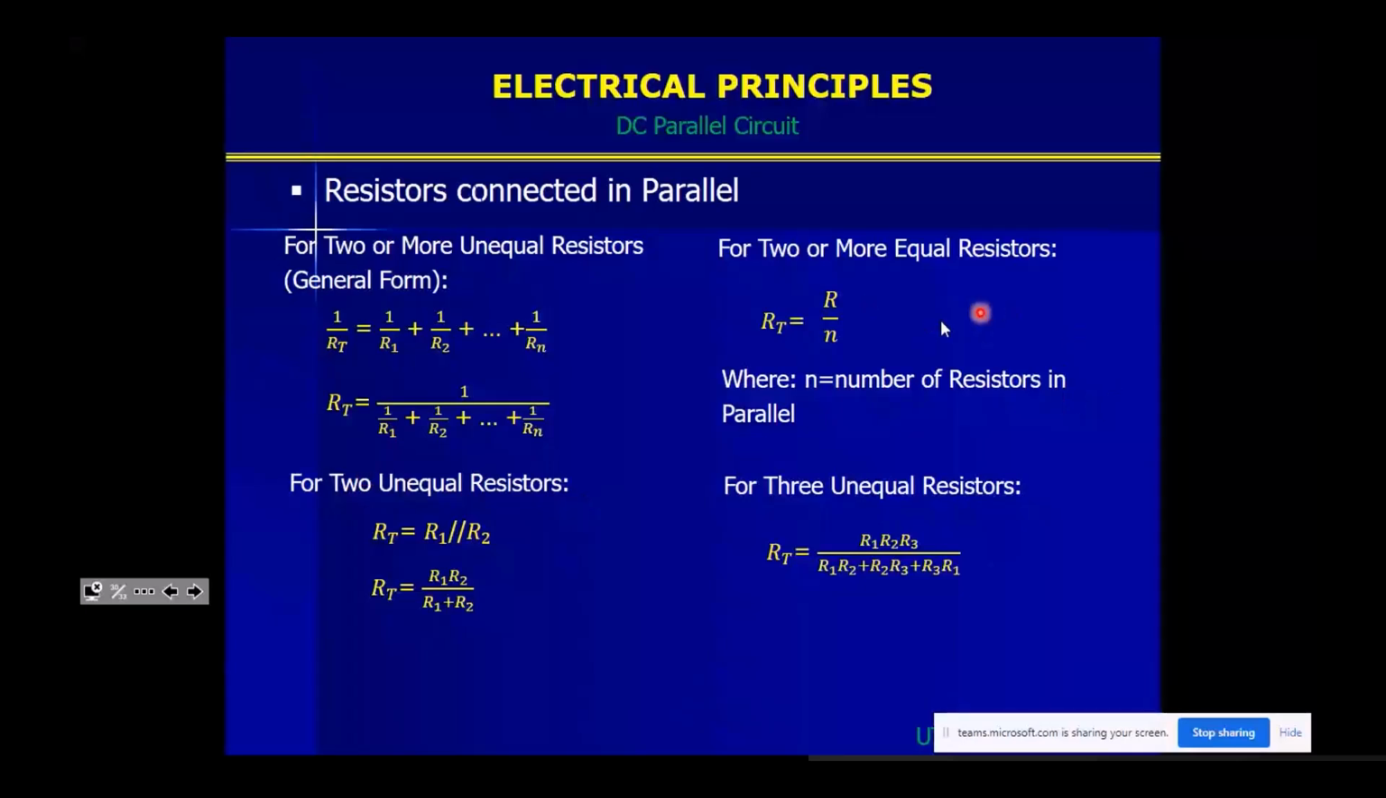For two or more equal resistors, any number of resistors in parallel with the same value, you take the value divided by the number of resistors in parallel. You will get the total resistance. How about for three unequal resistors? This is the formula: R1 times R2 times R3, divided by R1 times R2 plus R2 times R3 plus R3 times R1. This is the formula.